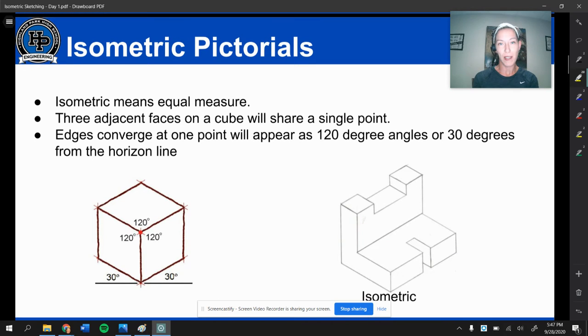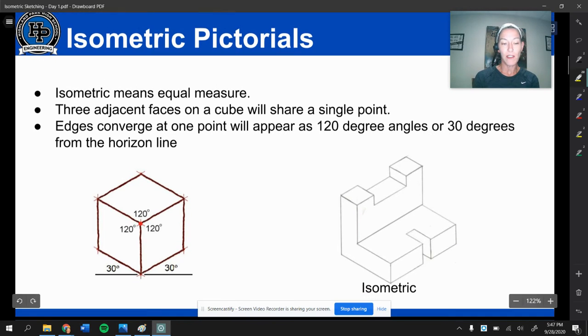Isometric means equal measure. If you have three adjacent faces on a cube, they're going to share a single point. And when they share that single point, you're going to have two 30-degree angles. And the faces of the cube would meet such that all three of them have a 120-degree angle. An isometric view is really good for showing perspective, and it's showing proportions.